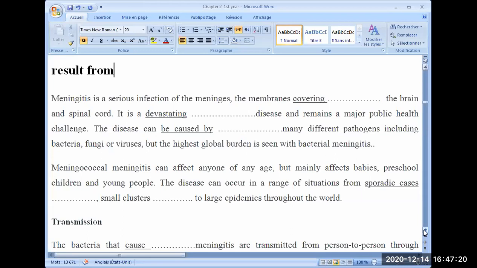Sporadic cases means few cases. Occasional, yes, it can be occasional. It means dispersed, scattered cases. Rare cases. And small clusters. A cluster is a group, a cluster of birds, for example. Infrequent for sporadic, good. Infrequent cases, occasional cases, dispersed cases, and the small clusters, a group.